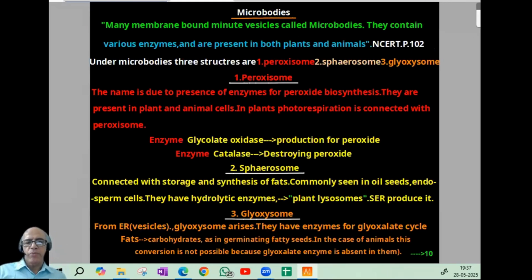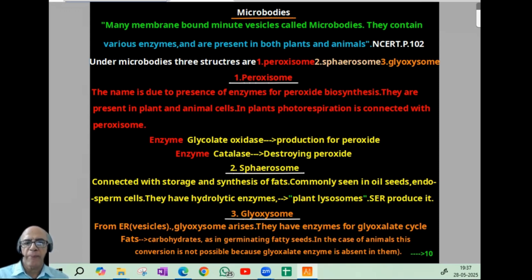NCERT gives a definition for microbodies: many membrane-bound minute vesicles called microbodies. They contain various enzymes and are present in both plants and animals. Now we are discussing eukaryotes only. NCERT page number 102. Under microbodies, three structures are referred to in NCERT: one is peroxisome, another is spherosome, and the third is glyoxysome.